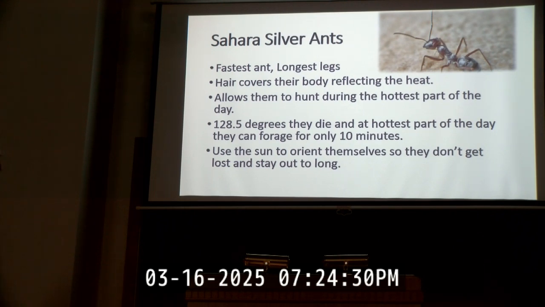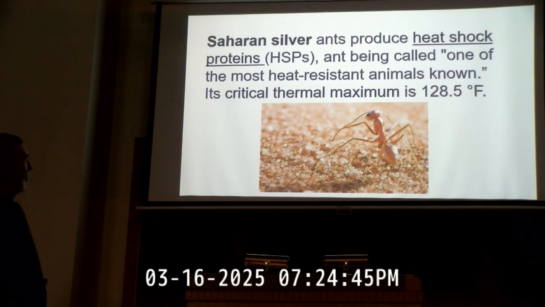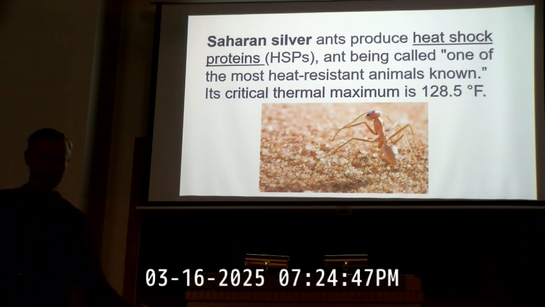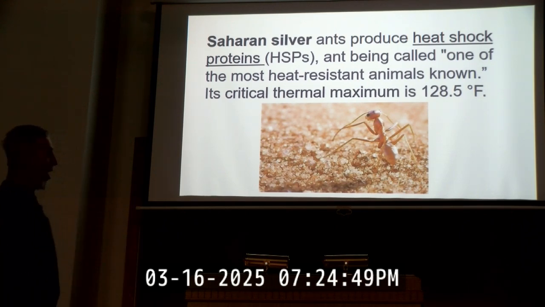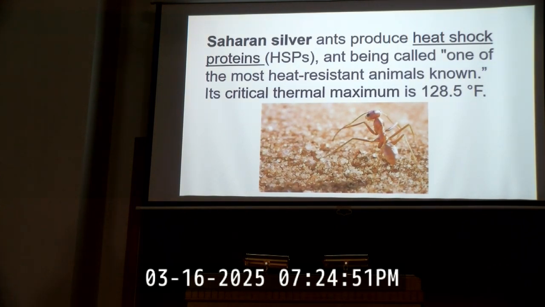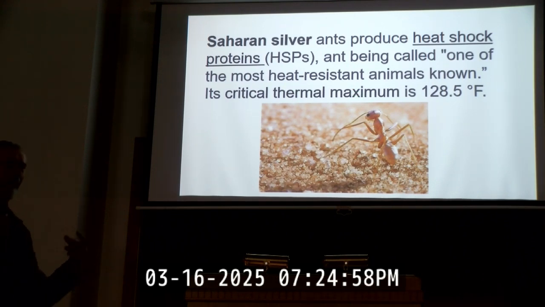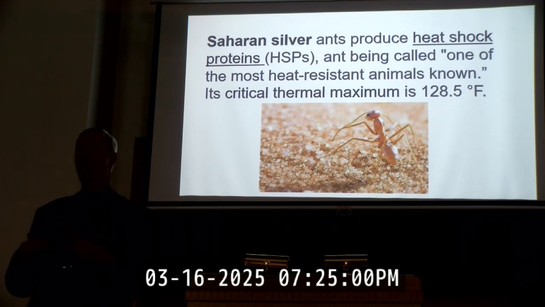All right? And so that ability to navigate, that ability to cover 109 times their own length in a second. Again, that orientation ability, the Sahara silver ant is an incredible animal. God has designed them with what's called heat shock proteins, HSPs. These are proteins in their body that prevent them from frying, their blood from boiling.